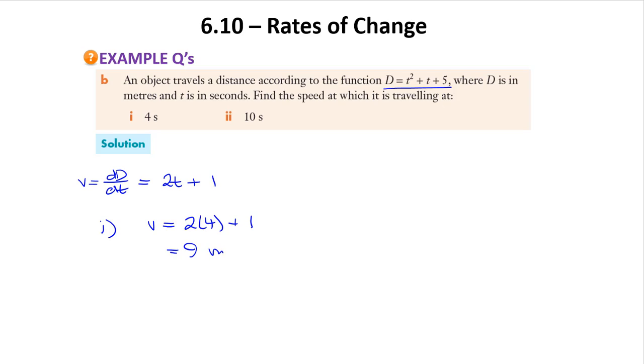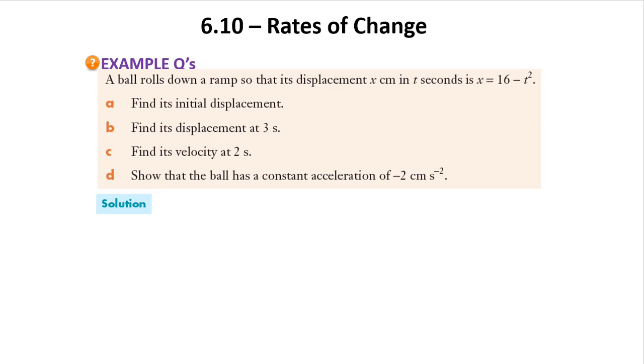So for part 1, it will be 9 meters per second. Now we can write meters per second like this, but I would encourage you to start writing anything to do with speed like this: meters, write the seconds next to it with a little -1. And for part 2, the velocity after 10 seconds will be 2 lots of 10 plus 1, and obviously that will be 21 meters per second. On to the last example.